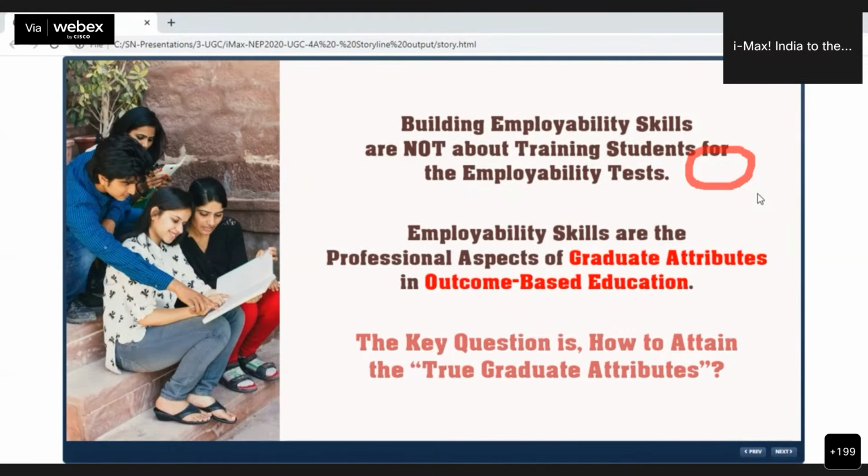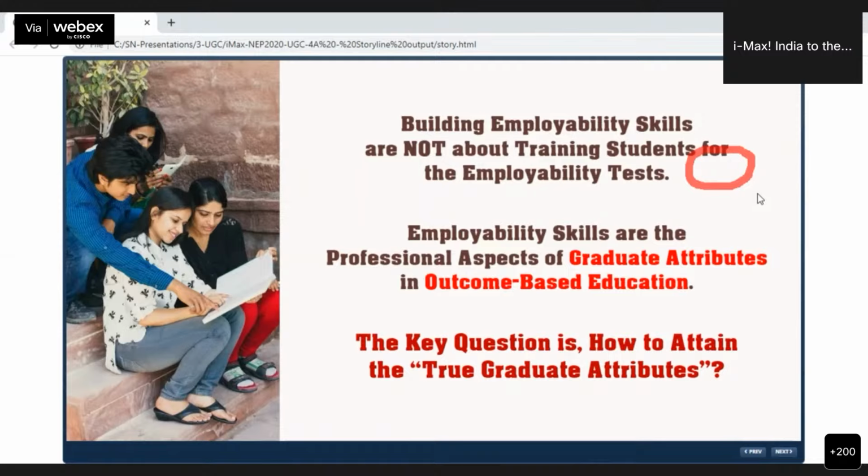What I was talking to you about was what is employability. Building employability skills is not about training students for employability tests. Most people think that employability skills means preparing students for employability tests. It is not. Employability skills are the professional aspects of graduate attributes in OBE, outcome-based education. But the key question is how to attain the true graduate attributes.